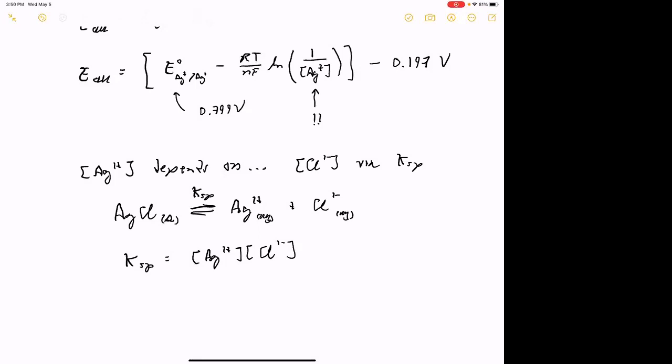All right, so that's the KSP for that reaction. Now I can go look that KSP up, right? So it turns out that, looking to see if I have it anywhere, I should have it someplace here. I think it's 1.8 times 10 to the minus 10th.